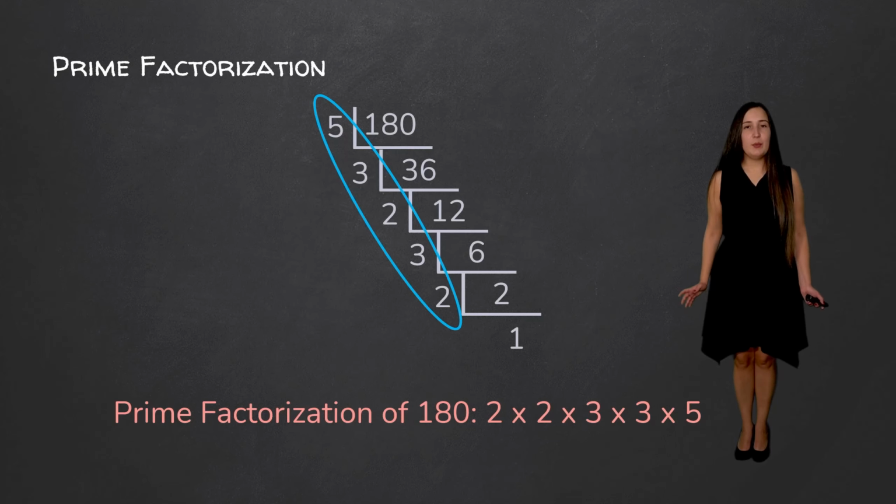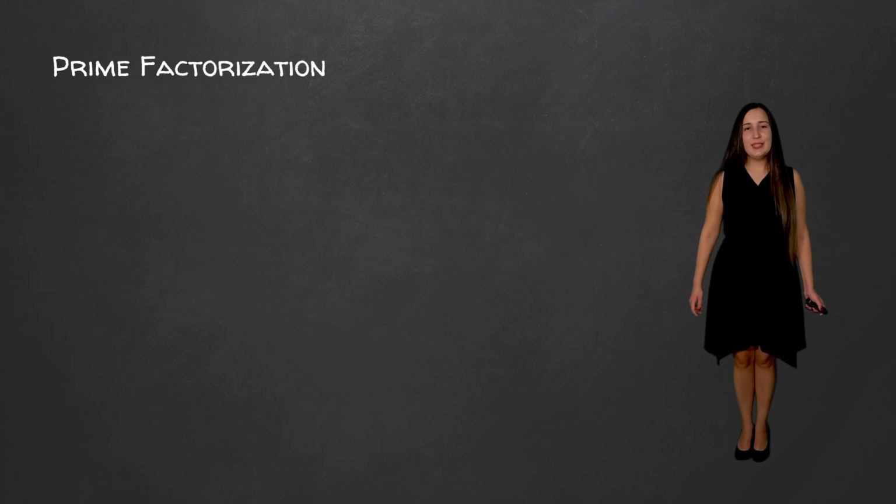Be mindful that we don't include the 1 because 1 is not a prime number. The only factor of 1 is 1, and that's it. A prime number is a number that has 2 factors, which are 1 and itself. Now let's do another example where we use a different number.